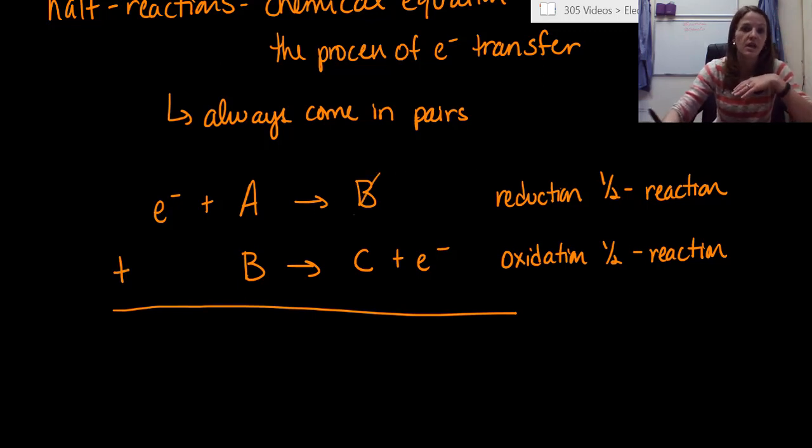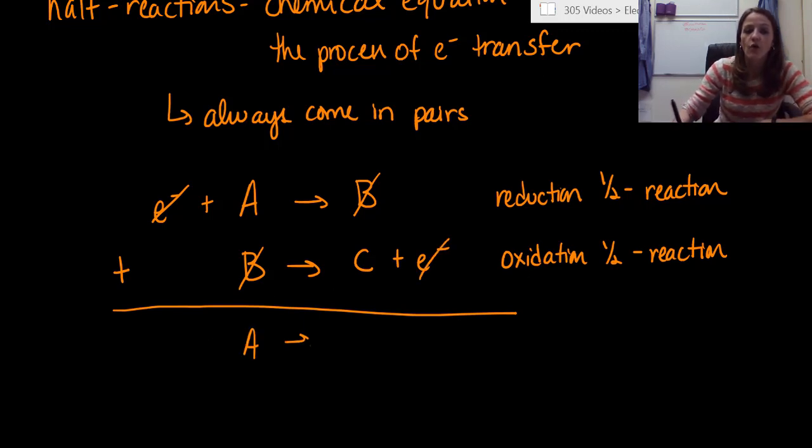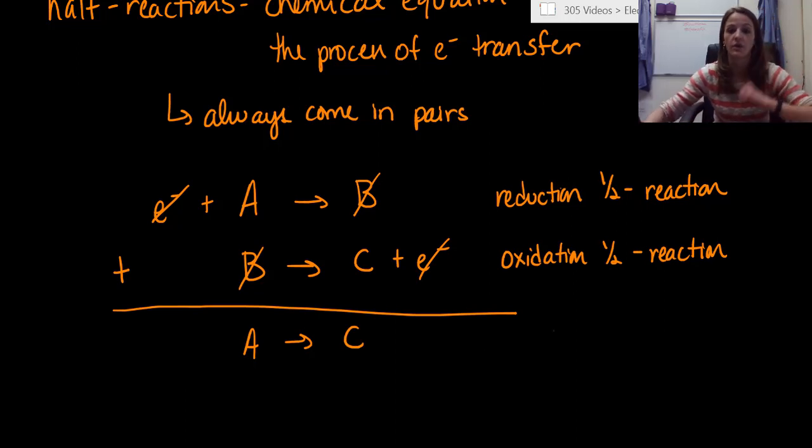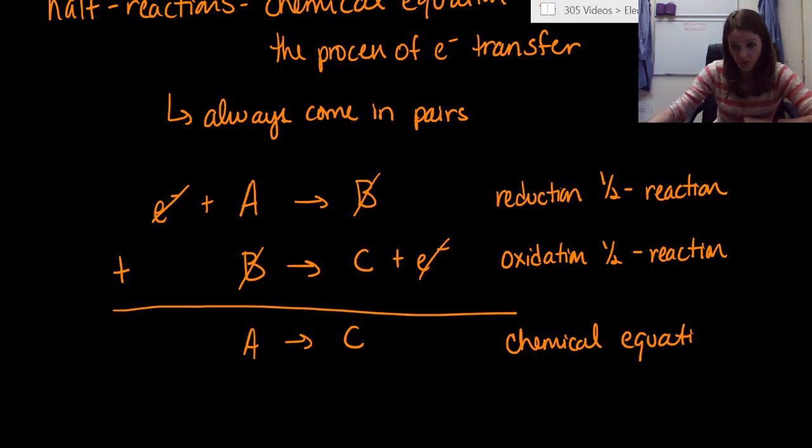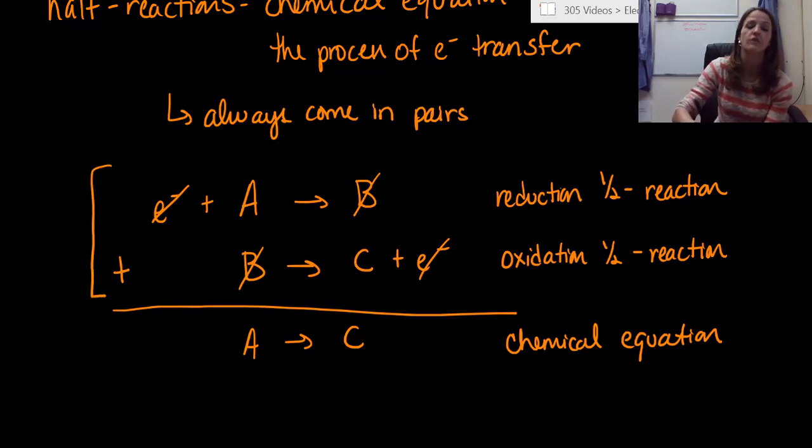I see a B on my product side and a B on my reactant side, so those two cancel out. I also see an electron on my left side and an electron on my right side. These two are going to cancel out. If you add these two together, your overall reaction is just A going to C. This is what's called your chemical equation. You already know this part, right? Nothing here at the bottom has ever changed. The only thing that's changed is now we're breaking down our full reaction into half reactions, okay?